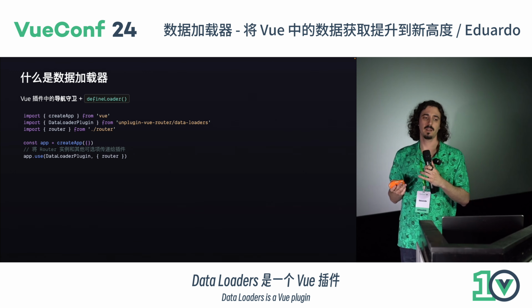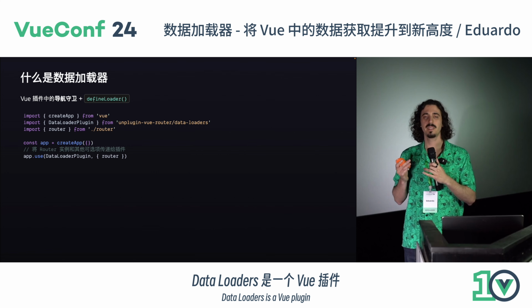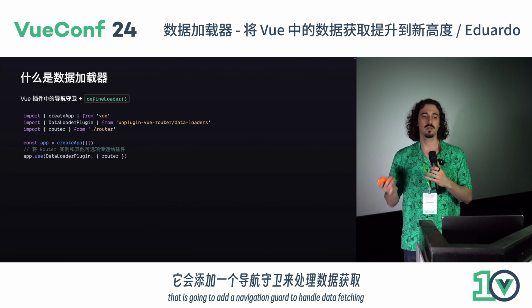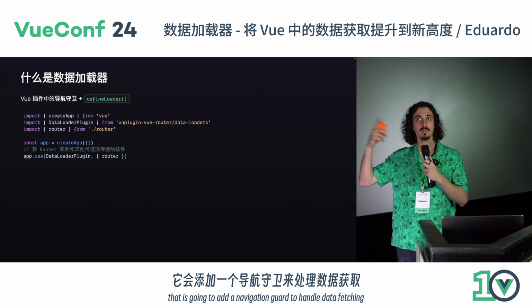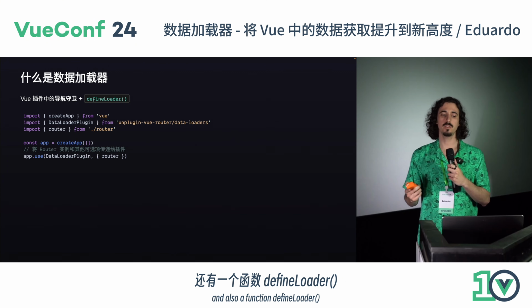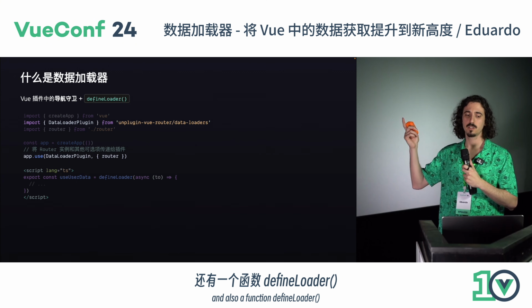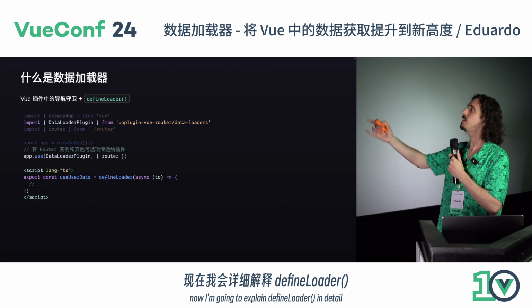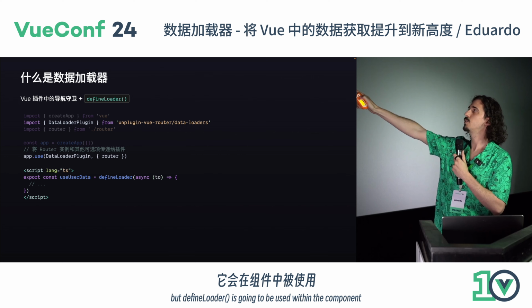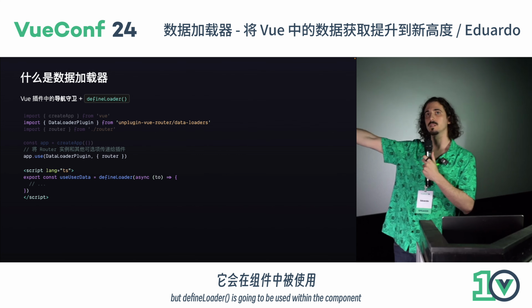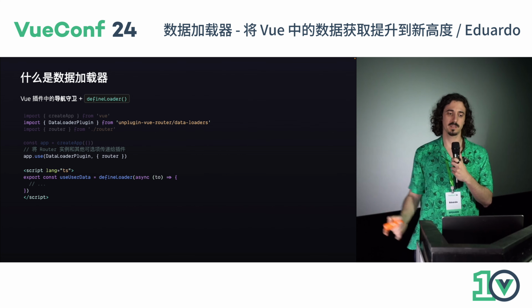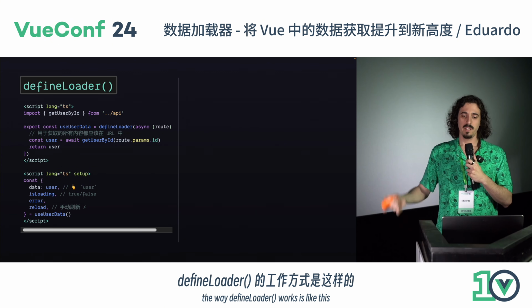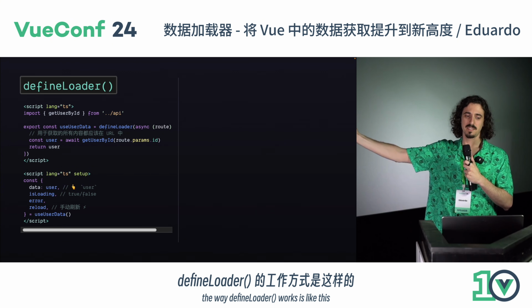The data loader is a Vue plugin that is going to add a navigation guard to handle the data fetching, and also a function, defineLoader. Now, I'm going to explain defineLoader in detail, but defineLoader is going to be used within the component, and that's important. The way defineLoader works is like this.